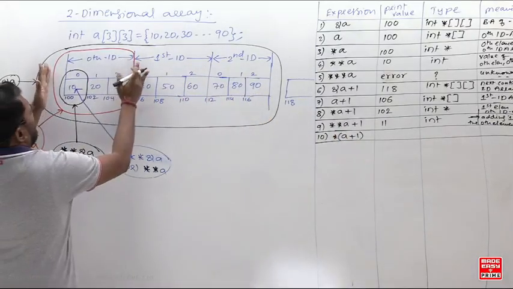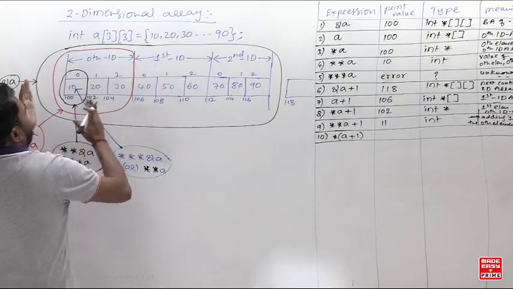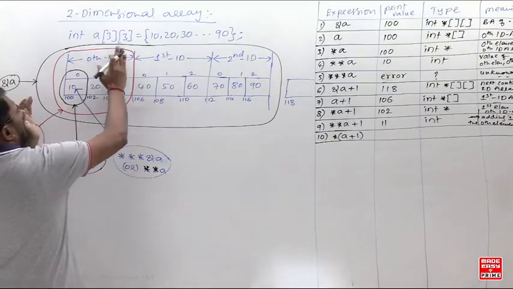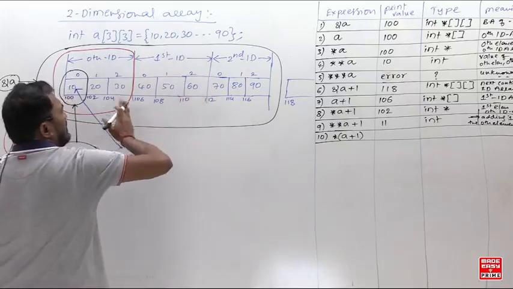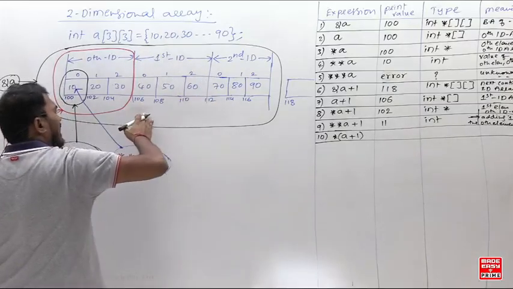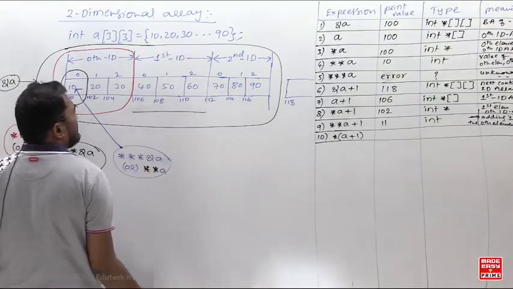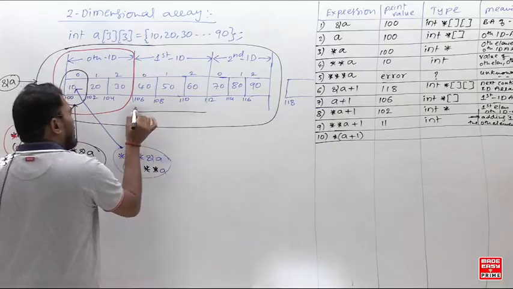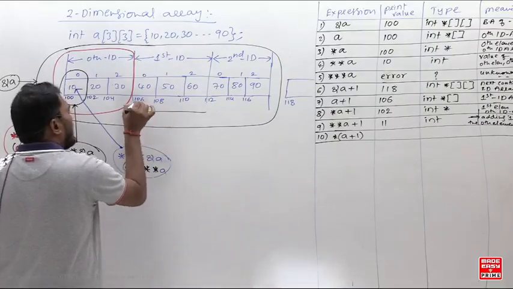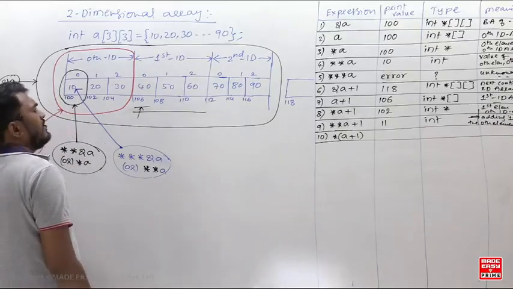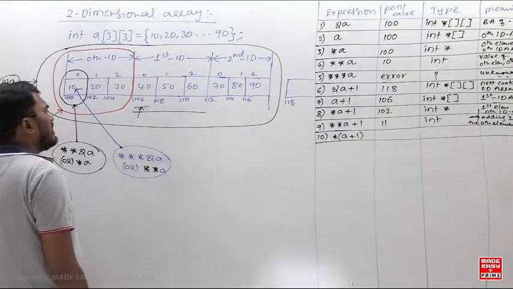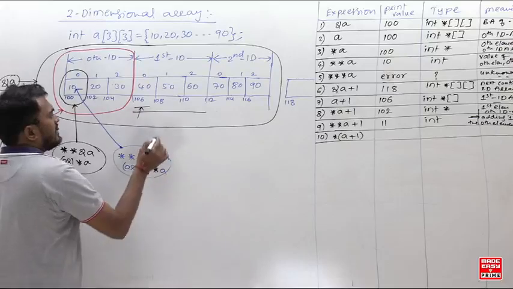A means the 0th 1D array. A plus 1 will jump to the first 1D array. Is that clear? A plus 1 means it is pointing to the first 1D array. If I apply star, it will point to the element. So the printed value will be 106. But now it is pointing to what? An element.